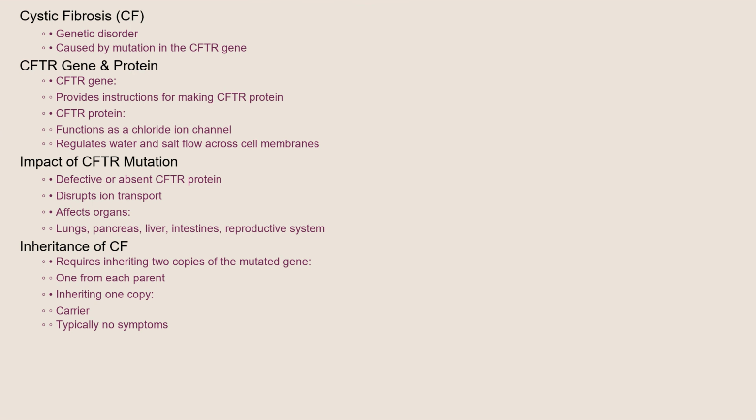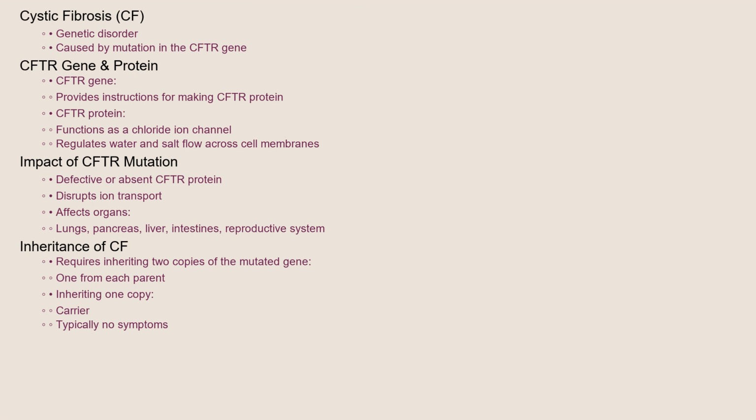Cystic fibrosis, or CF, is caused by a mutation in a gene called the cystic fibrosis transmembrane conductance regulator, or CFTR gene. This gene provides instructions for making a protein that functions as a channel transporting chloride ions across cell membranes. These channels are crucial for regulating the flow of water and salt in and out of cells lining various organs, particularly the lungs, pancreas, liver, intestines, and reproductive system.